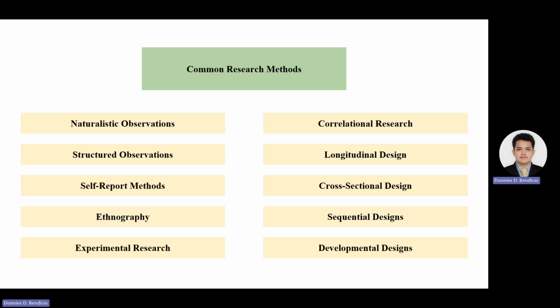Next is sequential design. Sequential designs combine elements of both, for example, longitudinal and cross-sectional research, allowing for examination of age-related trends and individual developmental changes. So for example, researchers can conduct a study that follows several cohorts of participants over time, while also studying different age groups concurrently. So these designs offer comprehensive understanding of developmental changes and help distinguish between age and cohort effects. As for limitations, they can be complex and time consuming.